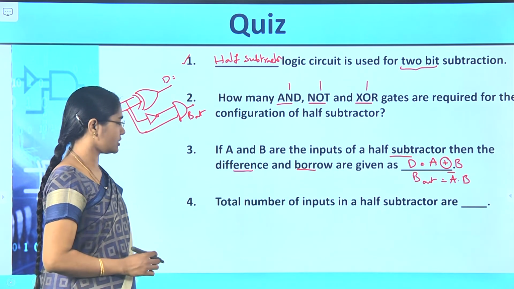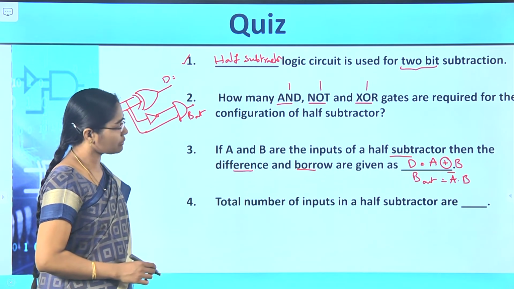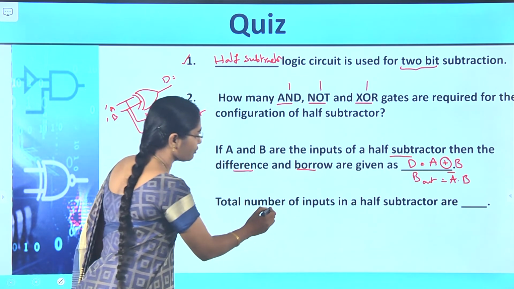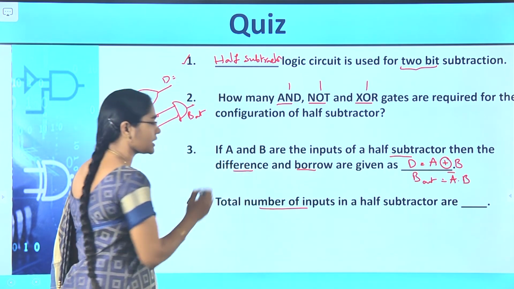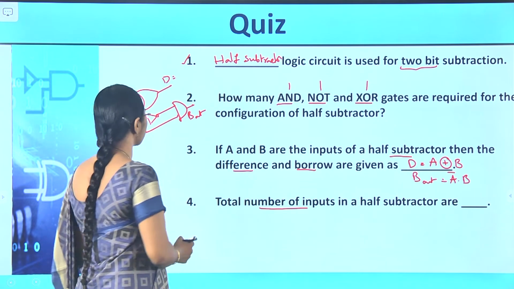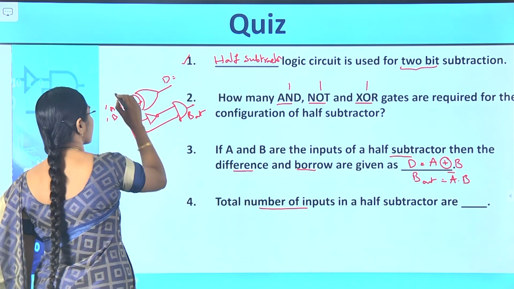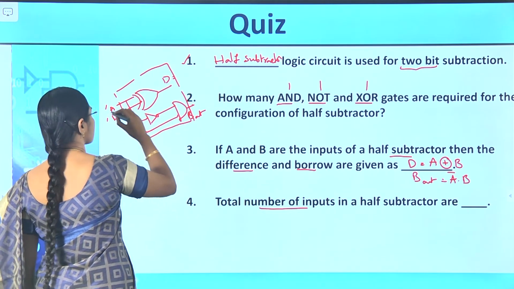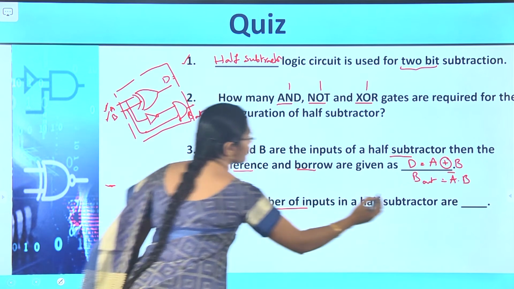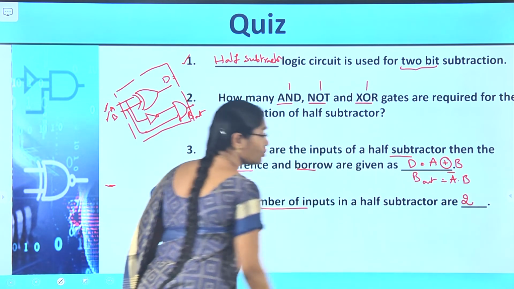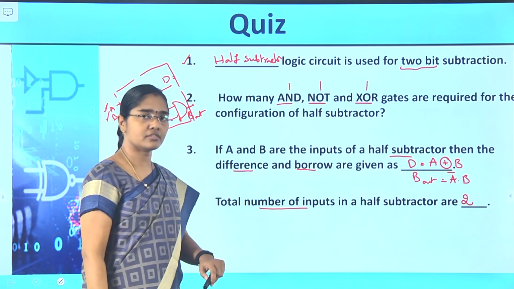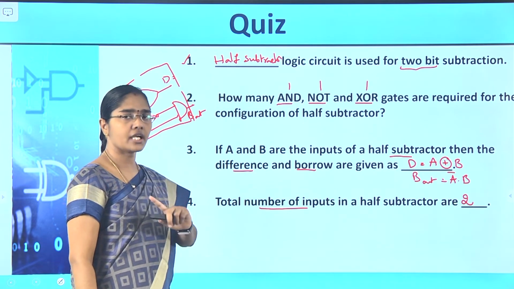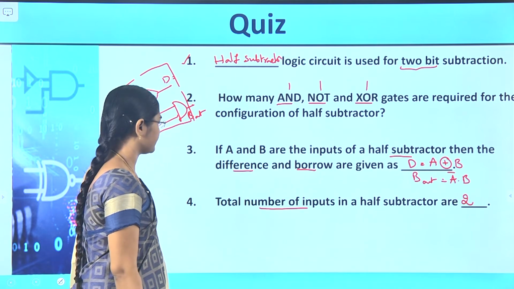Next, see the next question, that is, the total number of inputs in a half subtractor. How many inputs for the half subtractor? For the half subtractor, there are 2 inputs and 2 outputs. So, the number of inputs is 2. And these 2 inputs are how many bits? 1 bit. That is important. 2 inputs, and the 2 inputs are of 1 bit.